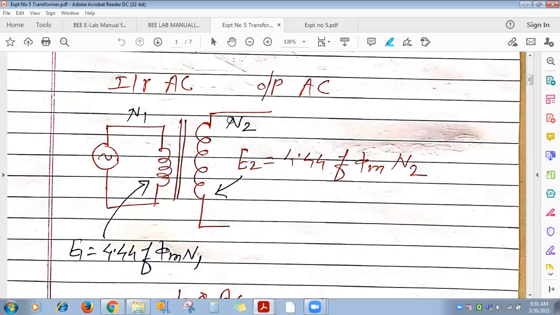Now what we are going to do, first reading we are going to take at no load. No load means, is there any load connected on secondary here? See everyone, is there any load connected across secondary? No. No load is connected means secondary is open.